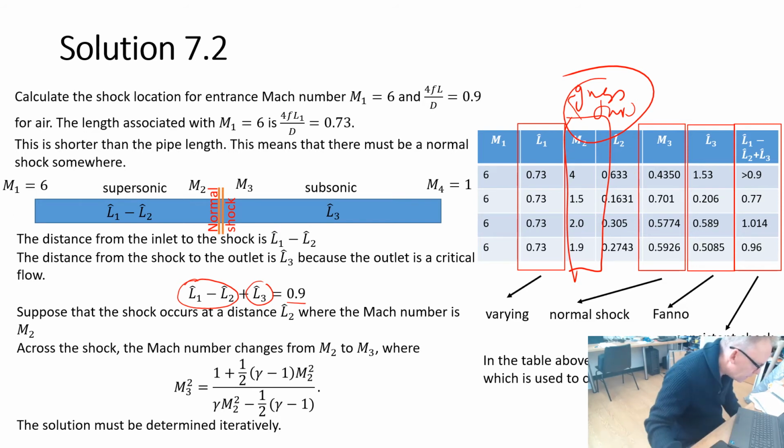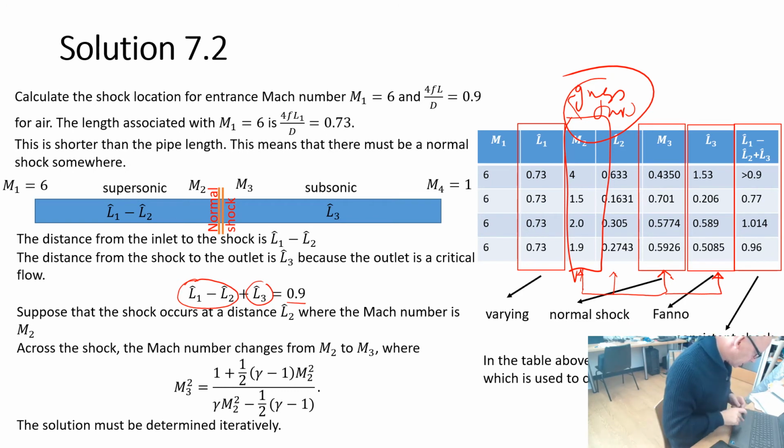What we do is we guess the Mach number at the point at which that transition occurs. We don't guess the distance, we guess the Mach number. Once we guess the Mach number prior to the normal shock, that allows us to determine the Mach number afterwards. So we guess M2, we determine M3. From M3 we determine the distance it takes for it to become choked. We know the transition distance between M1 and M2, and we know the critical flow length, L2. And so all we're trying to do, for consistency, is make sure that all those sections add up to the pipe length.